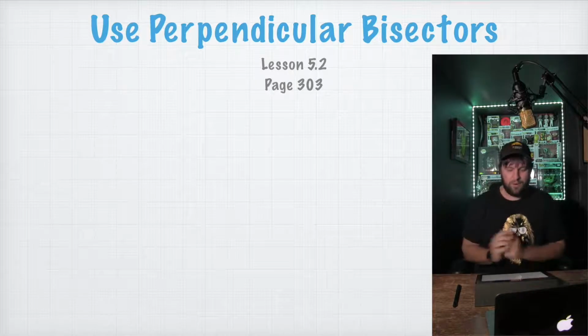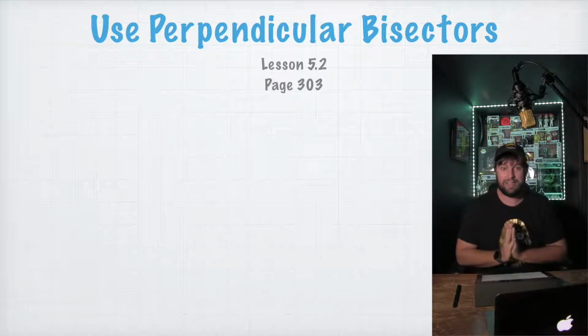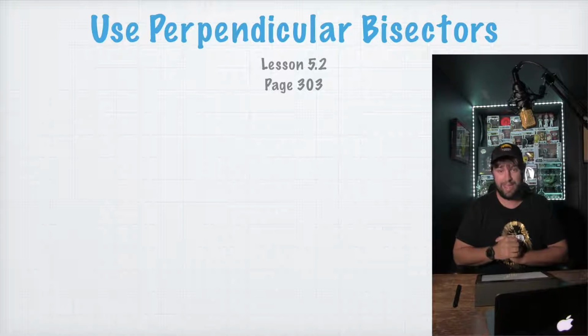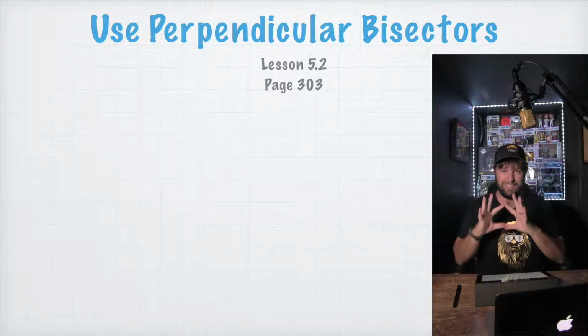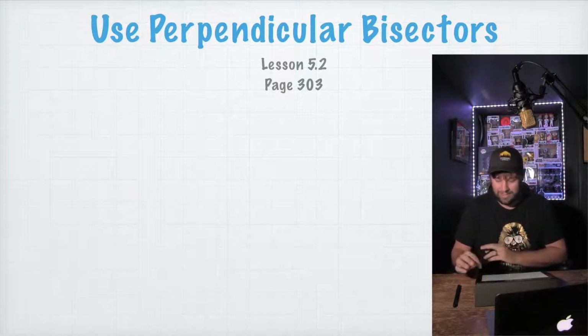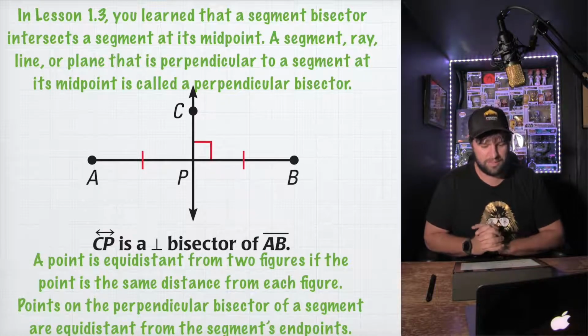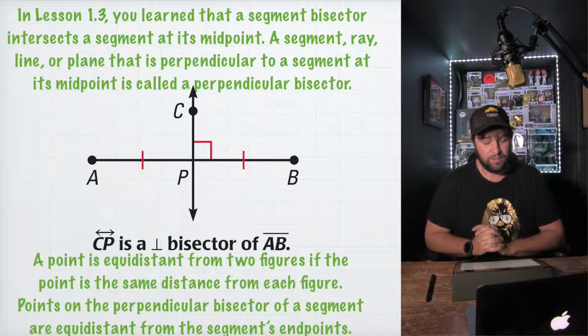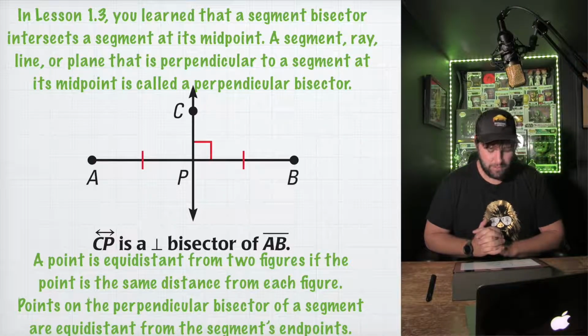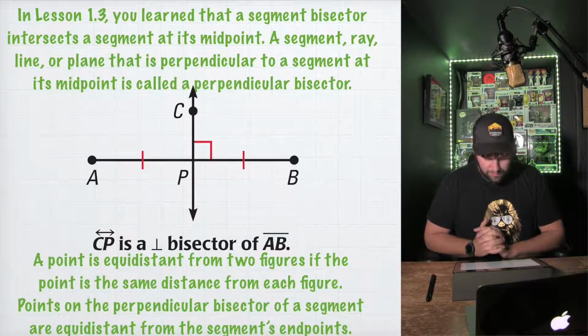All right, you guys, so today we're going to learn how to use perpendicular bisectors. This is lesson 5.2, page 303. Let's go ahead and get started. In lesson 1.3, you learned that a segment bisector intersects segments at its midpoint. A segment, ray, line, or plane that is perpendicular to a segment at its midpoint is called a perpendicular bisector. A point is equidistant from two figures if the point is the same distance from each figure.